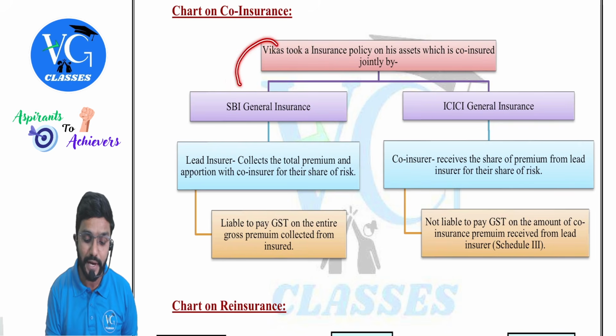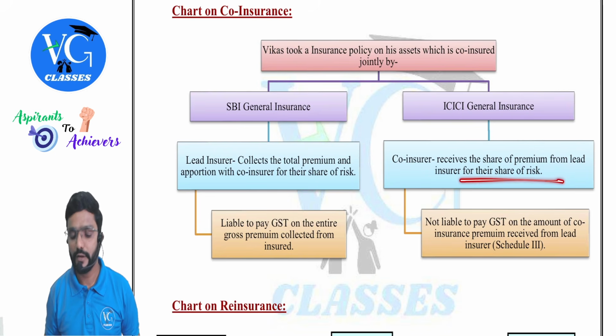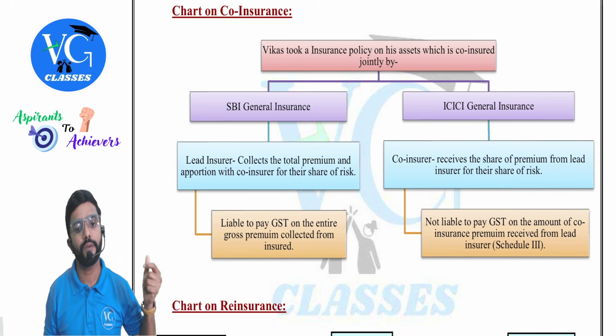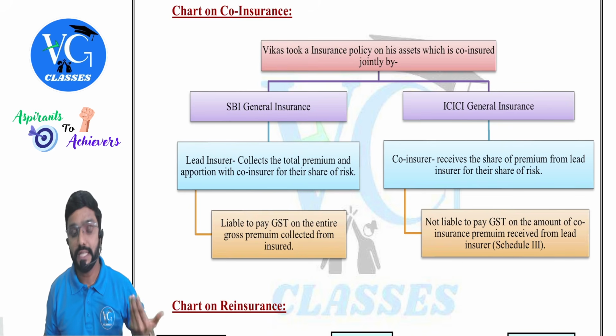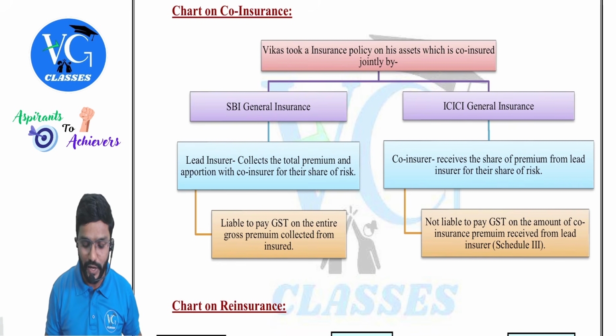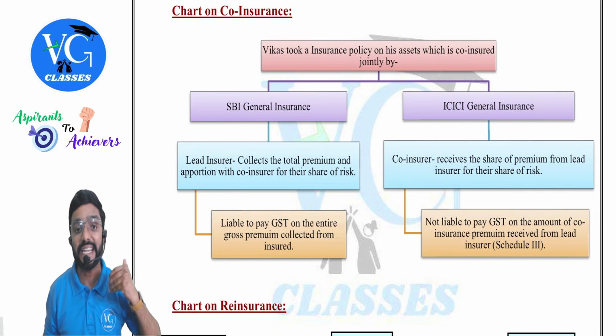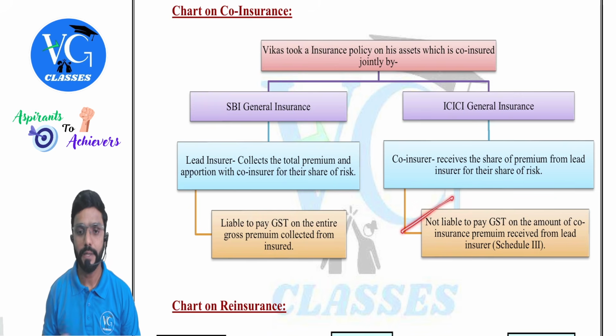No, no. Vikas pays the entire premium to whom? SBI. For their share of risk, ICICI will receive the premium from whom? From the lead insurer. Are they liable to pay GST on whatever share of premium they receive from the lead insurer? No, they are not, because the lead insurer would have paid the GST on the entire gross premium which they have collected from the insured. You can see, not liable to pay GST on the amount of co-insurance premium received from lead insurer.